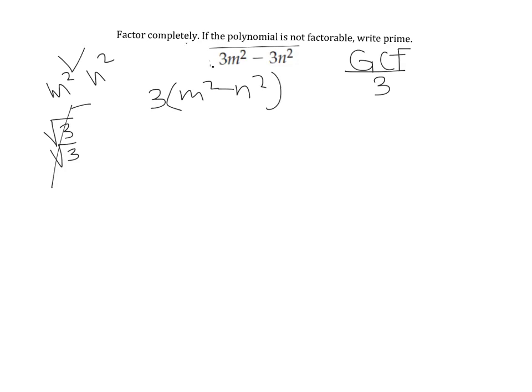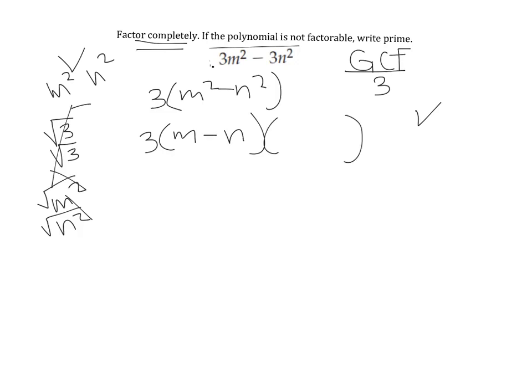Now remember, it does say factor completely, so we've got to continue on. M squared and n squared are perfect squares, as we know. So we're just going to find the square root of m squared, which is m. Square root of n squared is n. We go ahead and put a subtraction sign. That means we're going to take the two same terms, m and n, and because I used subtraction first, be addition there, and we are done.